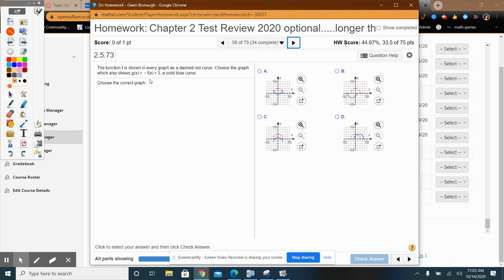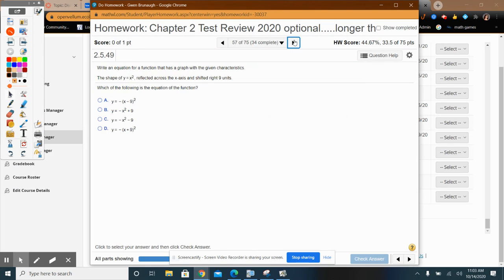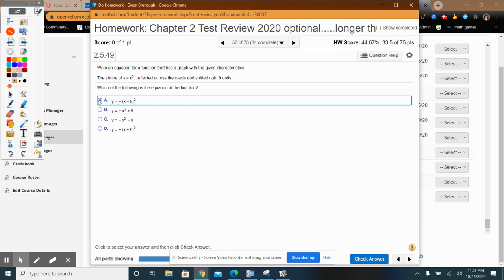This time, you're going to take the graph, and you're going to move it up 3, and the negative is in front, so you'll flip it upside down, and you'll find the matching piece. You'll find the right equation. If you flip it across the x-axis, that flips it upside down, a negative in front. Right 9 units is in parentheses, opposite of what you think. So it'll be the minus 9.